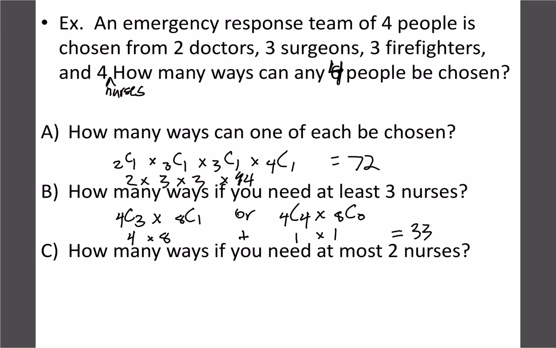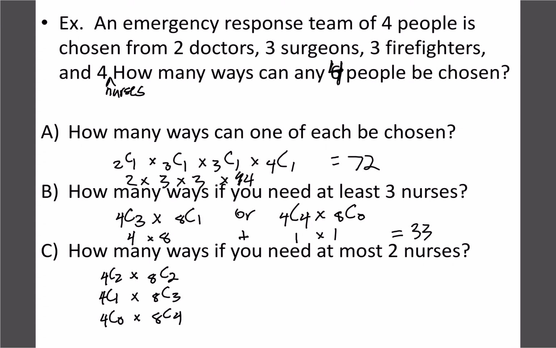Now it's saying how many ways to get at most 2 nurses. So in this case, if we have 2 nurses, that would be 4C2, and then we'd have 2 out of the 8 others. Or, since it's at most, we go down, we could have 1 nurse, so 4C1 and 3 others. Or we could have 0 nurses and 4 others. So if we add all these up, that should give us an answer. Just by looking at it, I'm guessing it's going to be 49.